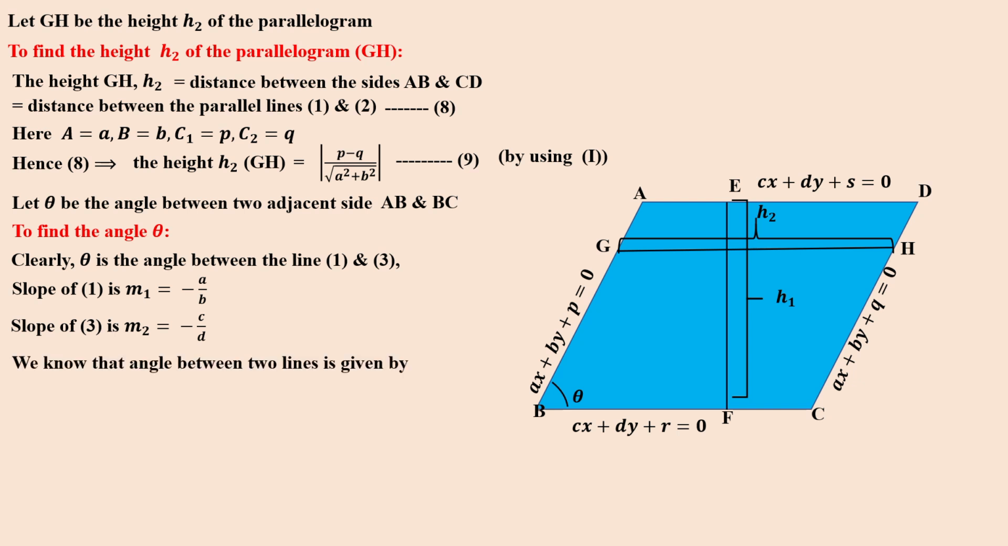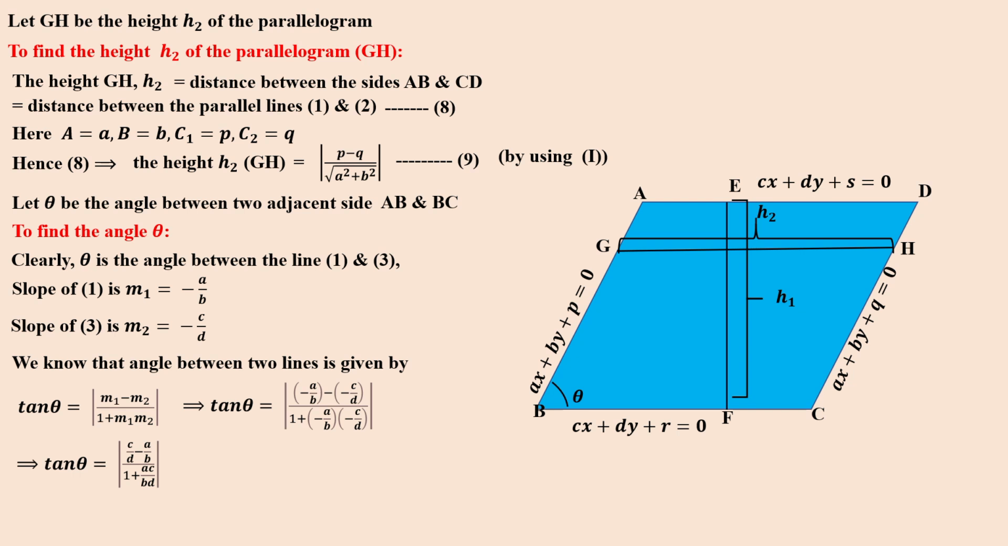We know the angle between two lines is given by the formula tan theta equals modulus of (m1 minus m2) by (1 plus m1 m2). So substituting the values, tan theta is equal to modulus of (minus a by b minus (minus c by d)) by (1 plus (minus a by b) into (minus c by d)), that is equal to (c by d minus a by b) by (1 plus ac by bd), right?